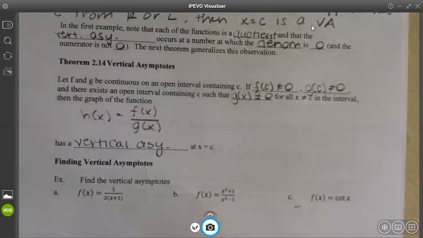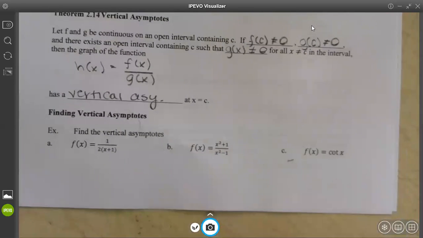Y'all, you've been doing vertical asymptotes since Math 3 at least. So when we have rationals, look at B, we did rationals in Math 3. We factored the top, we factored the bottom if it was possible, and we marked out what we could. When we marked out, those were holes. When we leave something in the denominator, that's what causes the vertical asymptote.